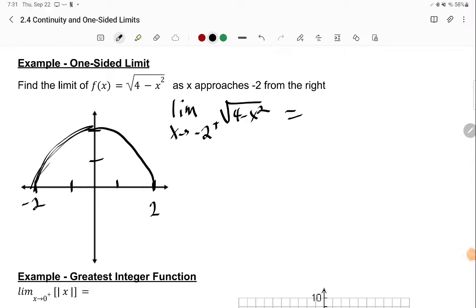All right, so if we write it out, it looks something like this. The limit as x approaches -2 from the right of your function. And again, we're approaching from the right. So we're coming in this direction right here. And you can see that our y values are approaching 0. So our answer here is going to be 0. You notice it doesn't even exist from the left, but the limit from the right does exist.